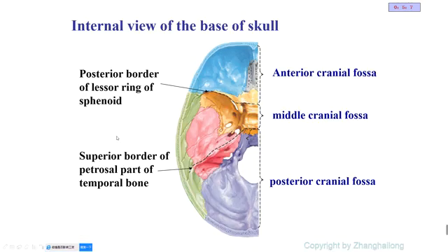Now let's see the borders of them. Between the anterior and the middle fossa, the boundary is the posterior border of the lesser wing of the sphenoid bone. Here is the lesser wing of the sphenoid bone. And the border between the middle and posterior fossa is the superior border of the petrous part. Here is the petrous part of the temporal bone. Okay, the two borders divide the base of the skull into three fossae of different depth.